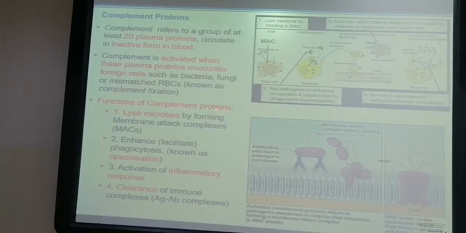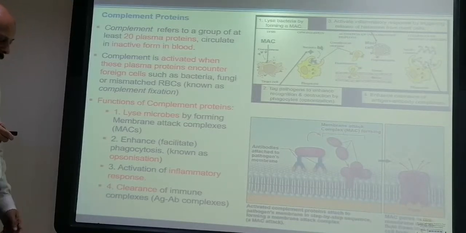The function of complement proteins is to lyse microbes, leading to their destruction, by forming the membrane attack complex, which we call MAC. So it will form the membrane attack complex, MAC, over them. This will enhance and facilitate the process of phagocytosis. So it's like putting a tag on those cells for the phagocyte in order to engulf them.